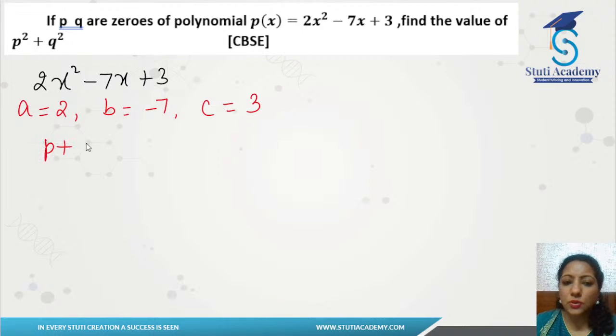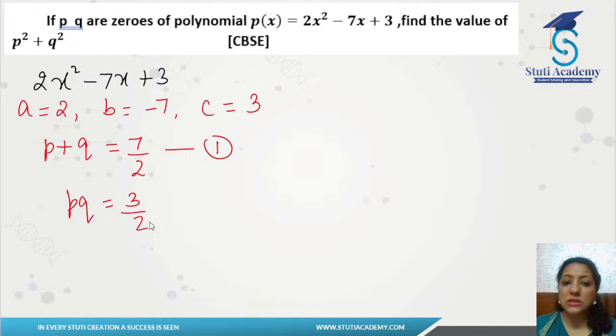So p plus q, that is sum of the zeros, is minus b upon a. So in this case, we have 7 upon 2. I've written 7 by 2 because it's minus of minus 7 by 2, that is positive 7 by 2. And then pq is 3 upon 2, that is c upon a.